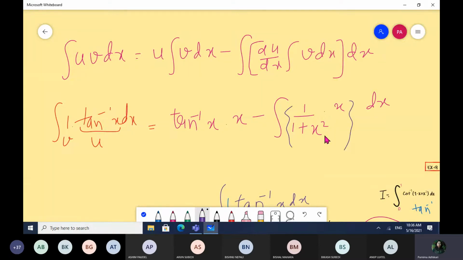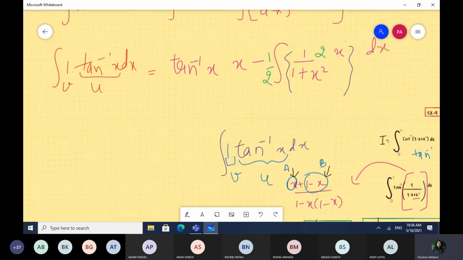Now you have to simply integrate this expression. You all know how to integrate this: multiply by 2 and divide by 2, 1 by 2 ln of 1 plus x square. When you do this, the numerator becomes the derivative of the denominator. So in this case, you can directly write it as 1 by 2 log of 1 plus x square, since the numerator is the derivative of the denominator.